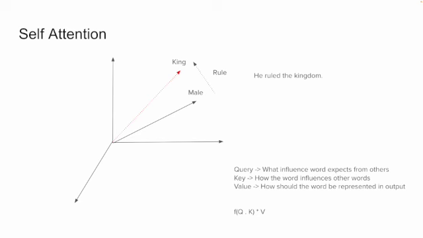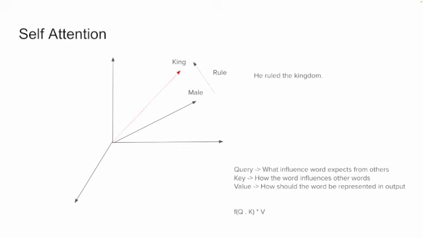So he is a word. One way to think about it is that he is a pronoun, and its meaning might be derived from verbs around it, or even adjectives, right? So here, let's assume that rule is the verb which is influencing the meaning of he. So he basically says that I'm looking for a verb or an adjective around me, which will tell me more about myself.